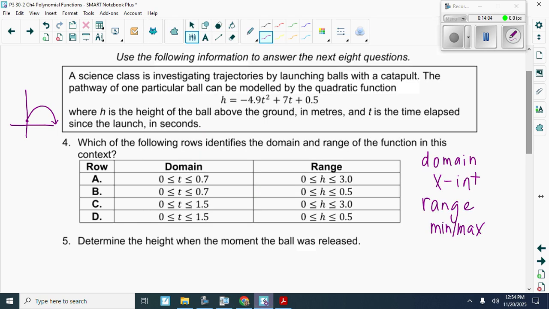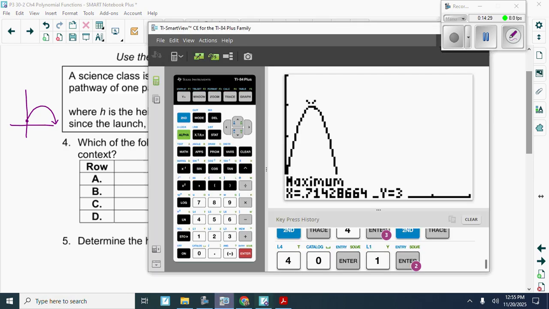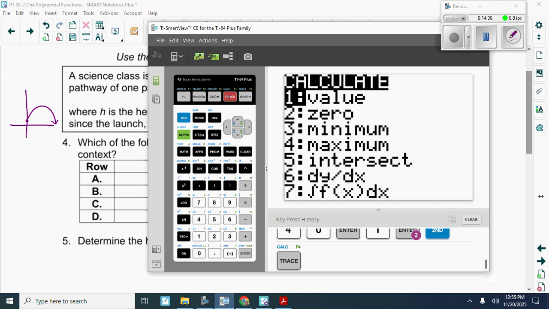So if we write that down, determine the height. Okay, we have our max, 0.71 comma 3. Okay, and what was our x-intercept? Okay, we can go, if we do second trace, if we do what's called a zero, that's when y is equal to 0.